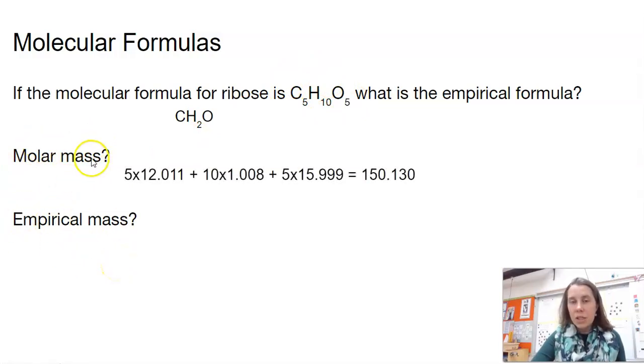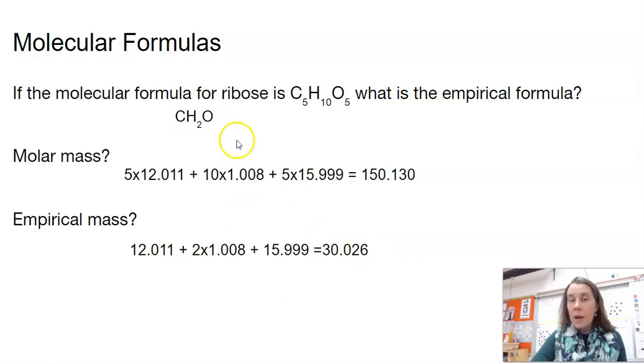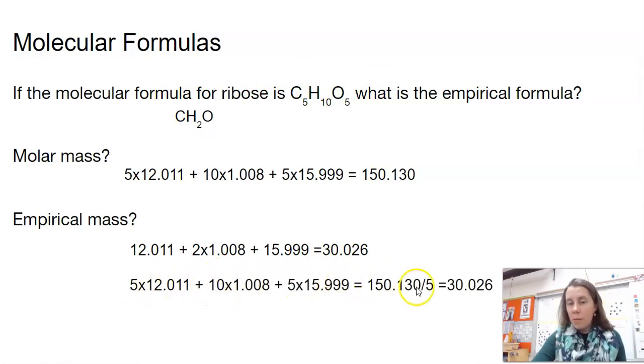So the molar mass is just like we've been doing, 5 times the mass of carbon plus 10 times the mass of hydrogen plus 5 times the mass of oxygen. Okay, so that would be our molar mass for ribose. Our empirical mass, we could do 2 different ways based on the information that we have here. We could just do carbon plus 2 hydrogens plus oxygen, right? Because we already have our empirical formula, right? But because this is 5 times the empirical formula, we could also take the molar mass that we just calculated and divide it by 5, and that would also give us the empirical mass.